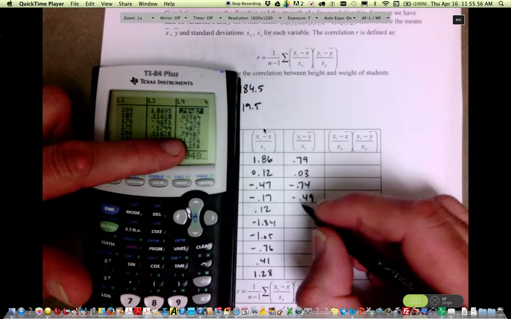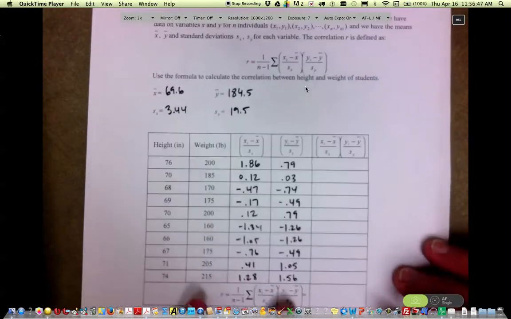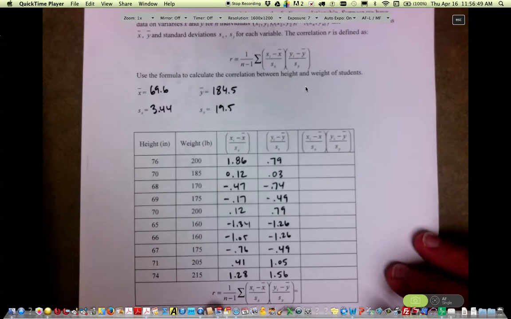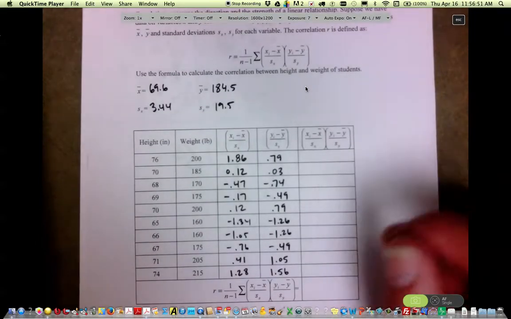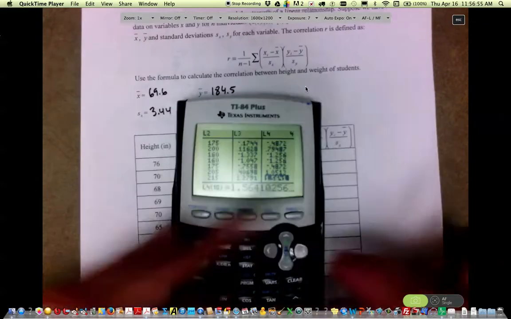So this guy here is 0.79 standard deviations above the mean for his weight. He weighed 200 pounds, about 15 pounds above average, but a standard deviation is 19, so 15 divided by 19 gives me how many standard deviations above the mean he is. Now what we're going to do next is multiply all these together, and we can do that on the calculator as well.